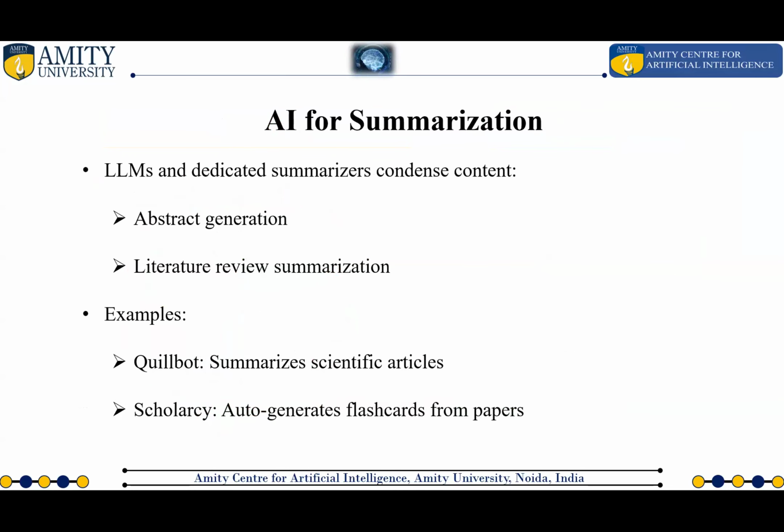So how is an AI tool used for summarization? LLMs, these large language models like Claude and GPT-4, and these LLM summarizers can condense the content, generate the abstract of a whole document, and summarize the literature review for a field. For example, we can use Quillbot, which can summarize scientific articles. If we feed any scientific document to it, it gives us a short summary. And there is another AI tool, Scholar's Eye, which auto-generates flashcards from the scientific paper we upload.